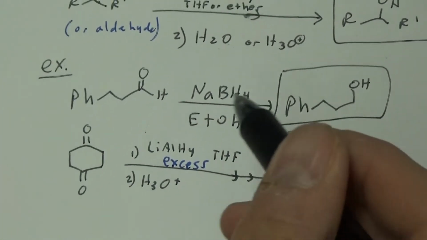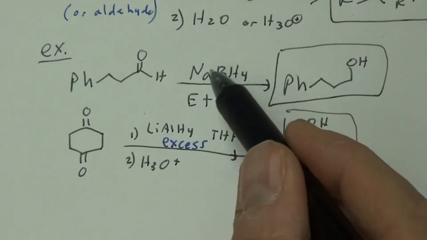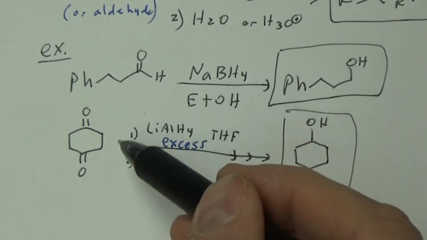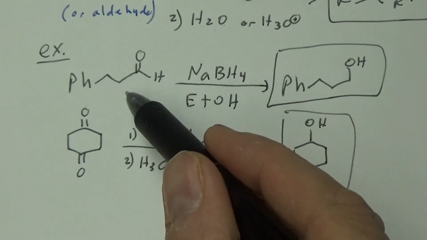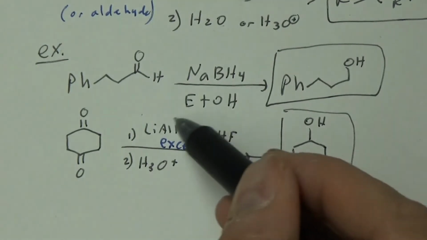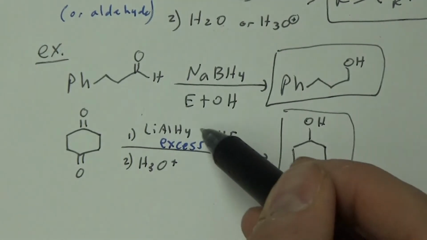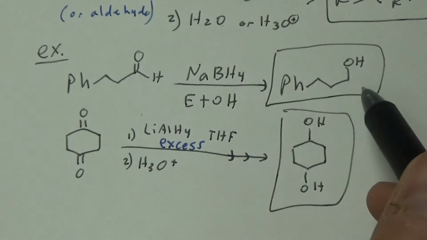I should say that I sort of picked these reagents arbitrarily. NaBH4 ethanol would also work for this diketone with 2 ketones, just as well as this aldehyde would work with lithium aluminum hydride and H3O+, and that would give you the same primary alcohol product. Okay?